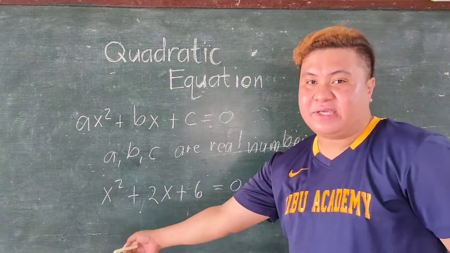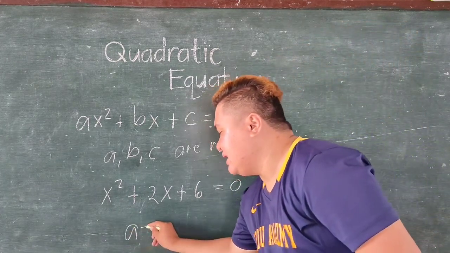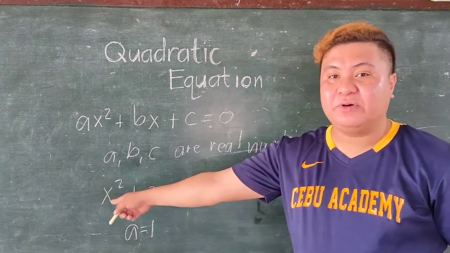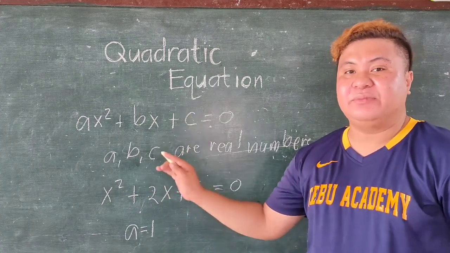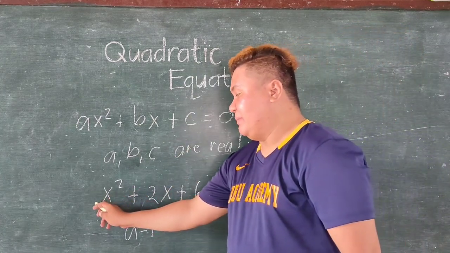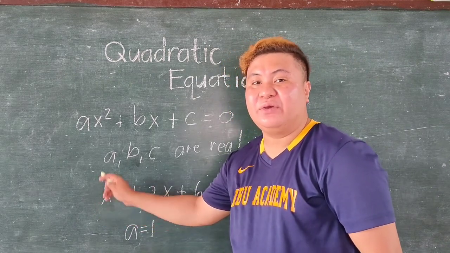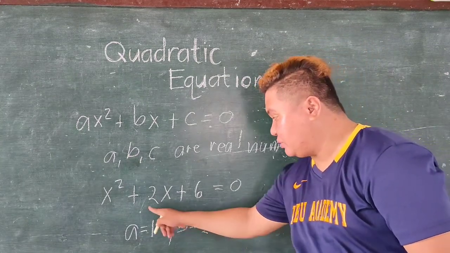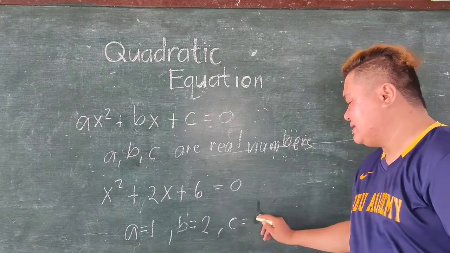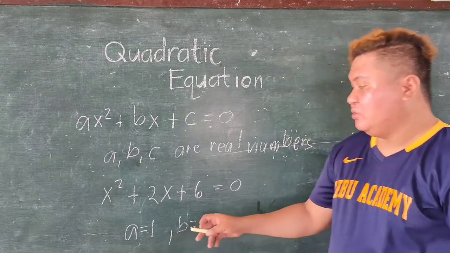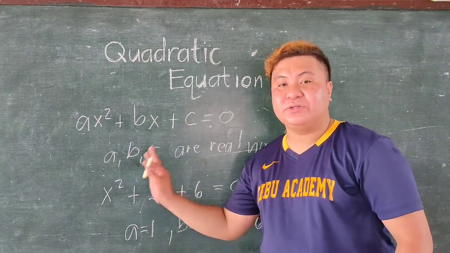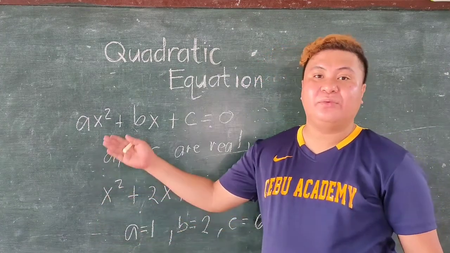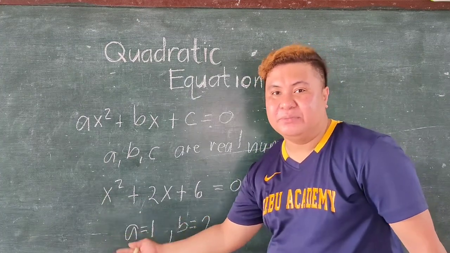So in this quadratic equation, we can say that A is equal to 1. Why 1? Because 1 is indivisible, if only x is written, the coefficient is 1. So A is equal to 1, B is equal to 2, and C is 6. Okay? Don't forget that if only x is written there, the coefficient is 1.